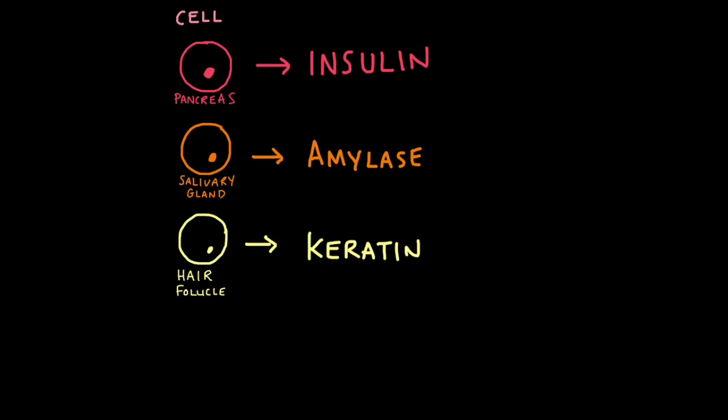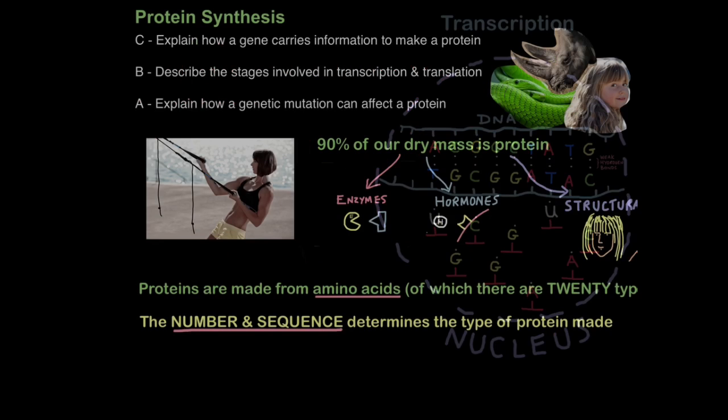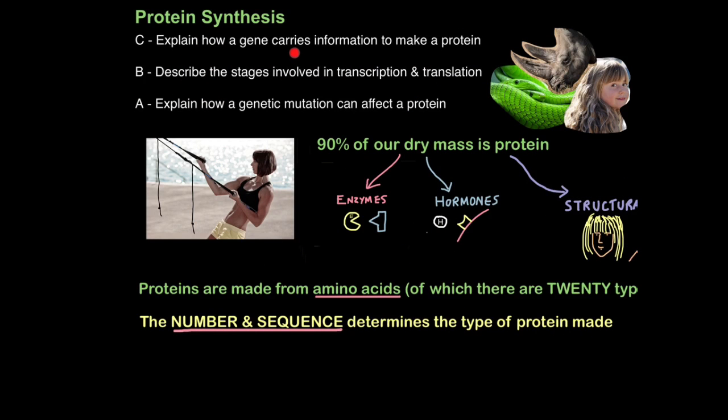So gene switching determines what the cell does. In other words, gene switching makes cells specialized. I mean, it'd be incredibly wasteful if your pancreas cells, for example, produced keratin. There'd be no point in it. Why would you want hair growing out of your pancreas? So the body saves energy by switching off genes where they're not needed. So that is how we explain how a gene carries information to make a protein. Remember, it just carries the information. The ribosome makes the protein.